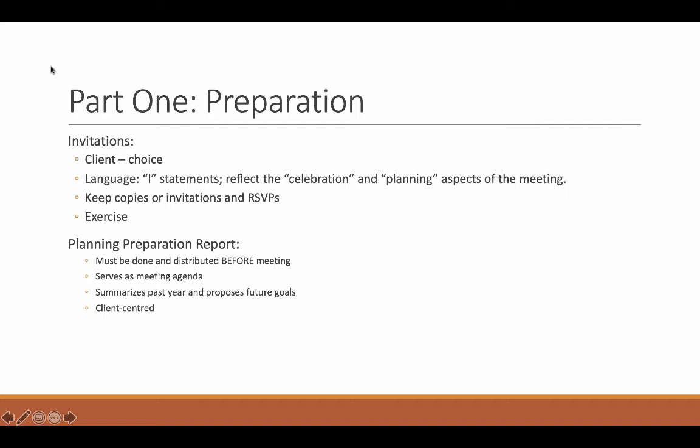You're also going to complete a report. And this report is outlined in your handout package, and it's called the Planning Preparation Report or Preparatory Report. It has to be done before the meeting, and it has to be done with ample enough time for people to actually truly be able to review it. It's one of the biggest issues from my perspective that people will do this report and send it out on the day of the meeting.